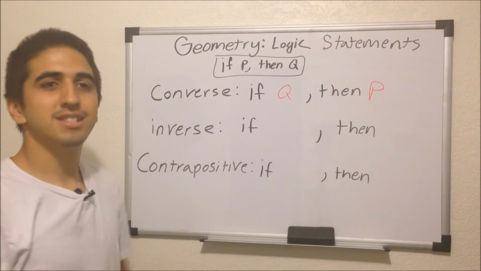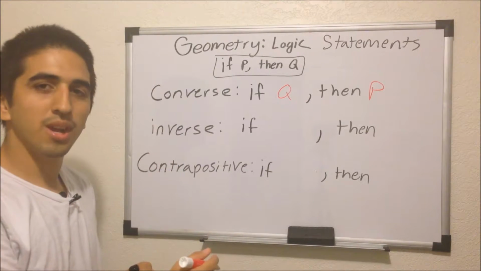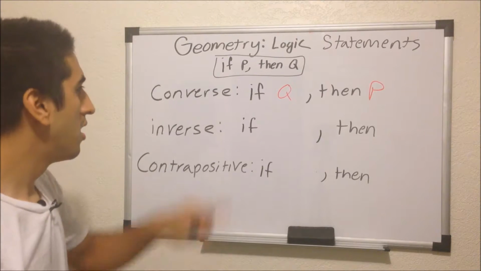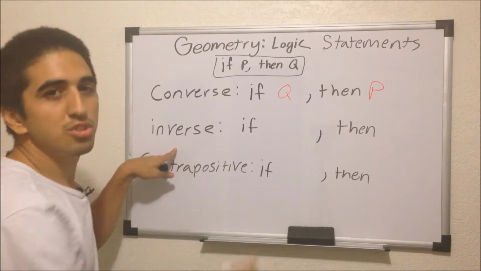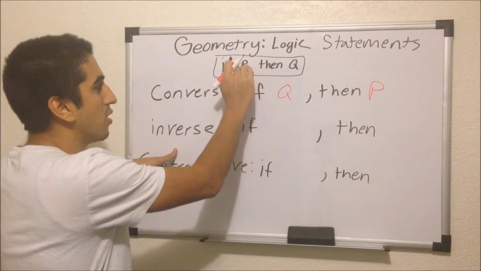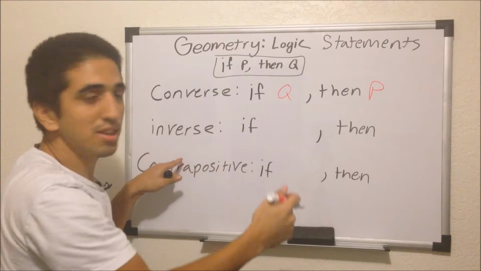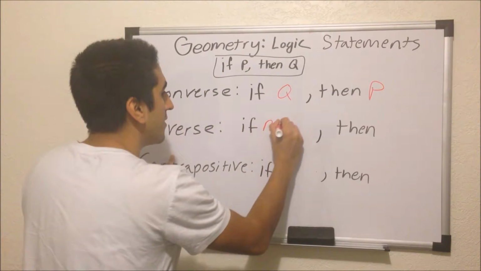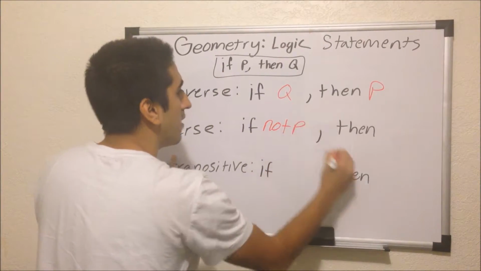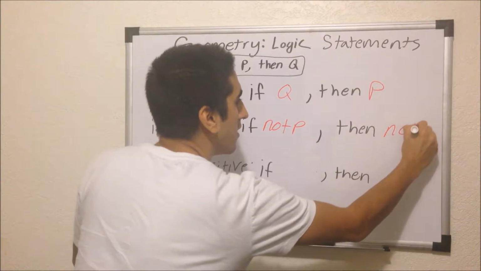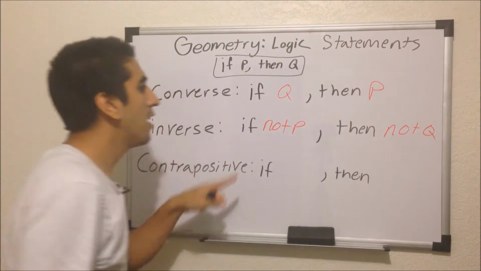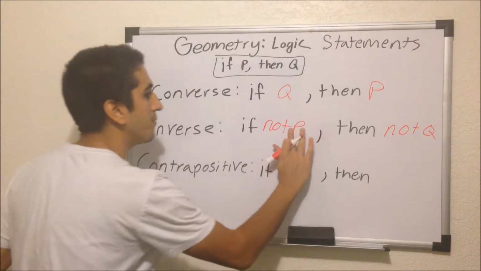The inverse is saying if not one way, then not the other way. For the inverse, you just use the same statements in the same order, so if P then Q, except you put a not in front of it. So if not P, then not Q.